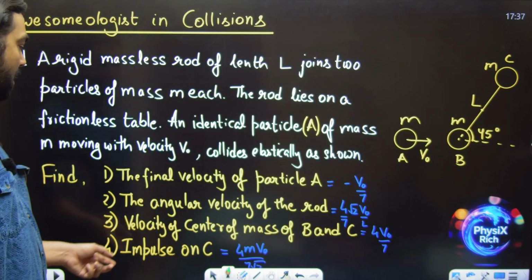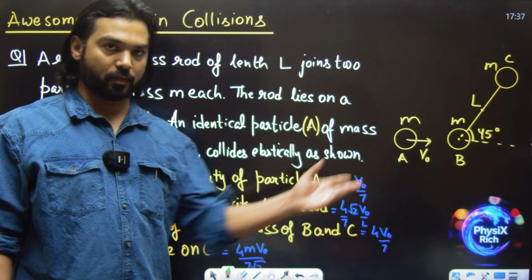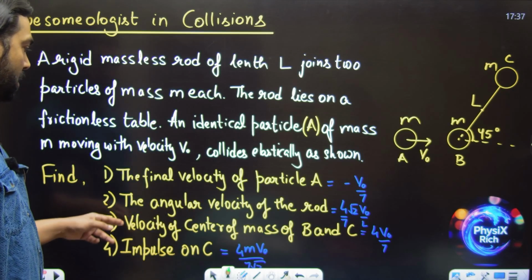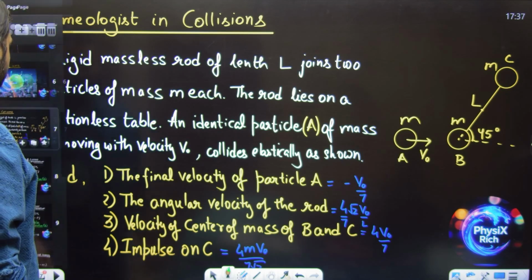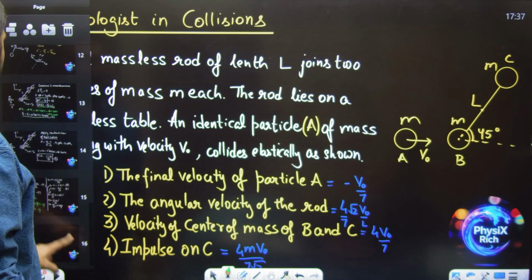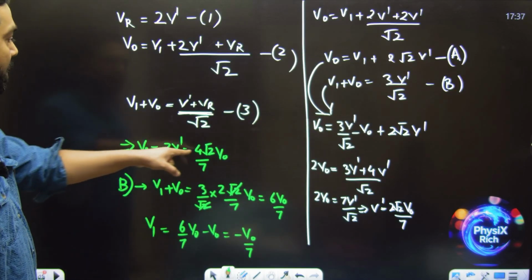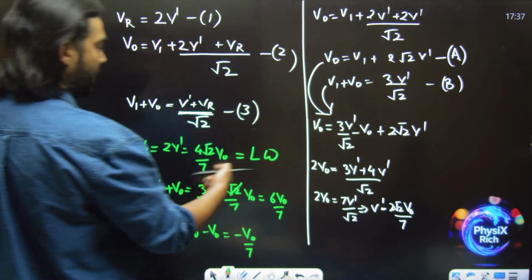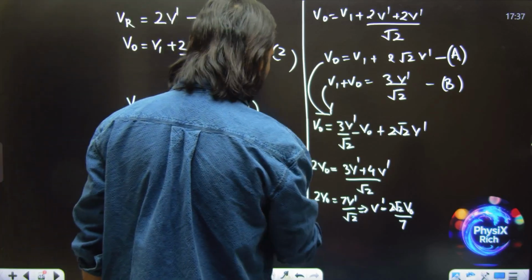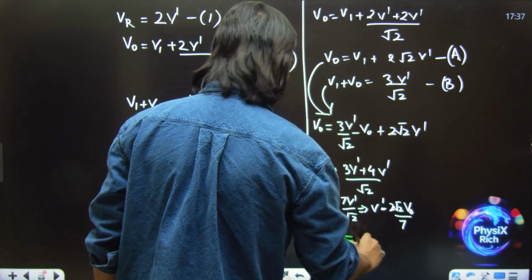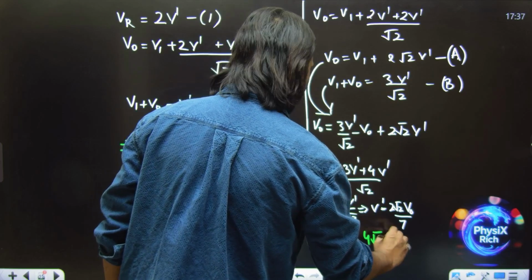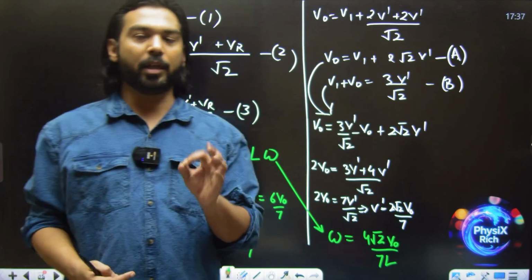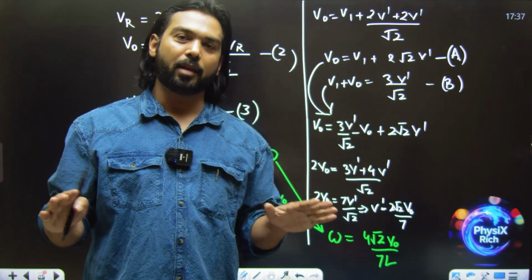We have found out the impulse on C because we found out the velocity of C. Multiply that with mass, you'll get the impulse. And the angular velocity of the rod, guys: how do you find it? Again, we have actually found that out because we have found out VR. You see, VR is L omega, and from here we get omega equals 4 root 2 V naught by 7L. So you see, out of the 4, 3 of the answers are just handy.